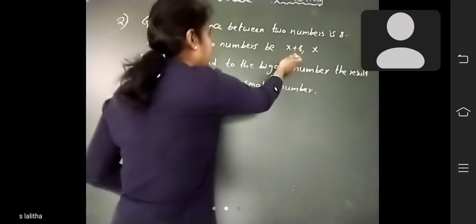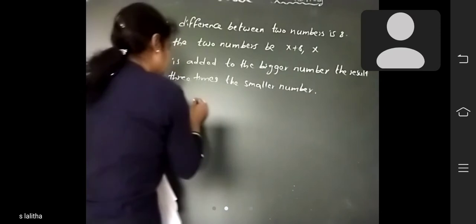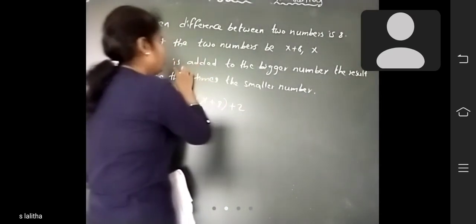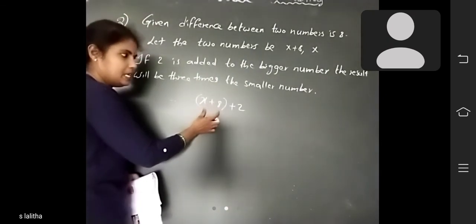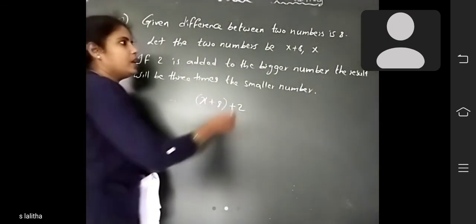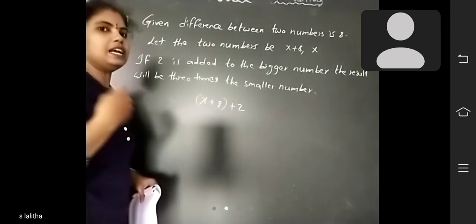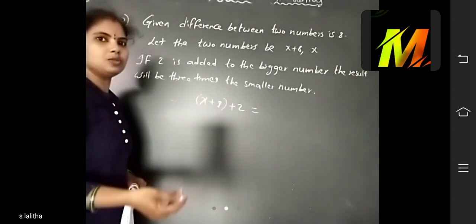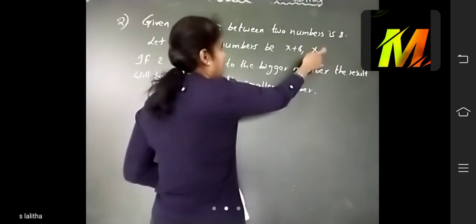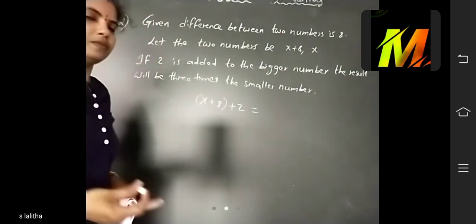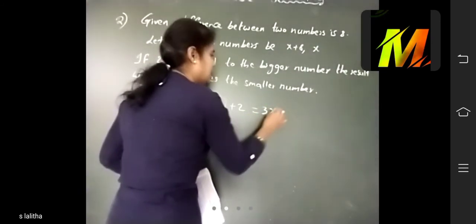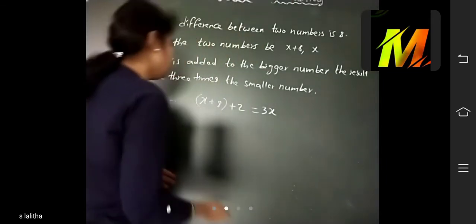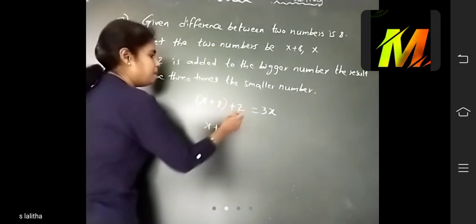So here what is the bigger number? x plus 8. If 2 is added to the bigger number, that is x plus 8, we can add 2. Then the result will be, result means answer. The result will be 3 times the smaller number. What is the smaller number? x. 3 times is 3 into x. Now you can solve this one. x plus 8 plus 2, how much?